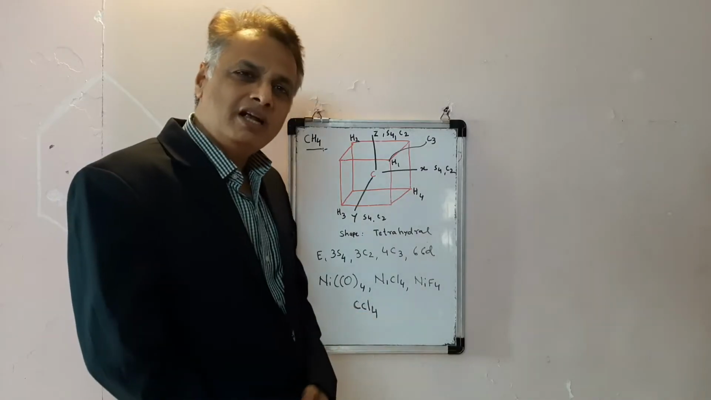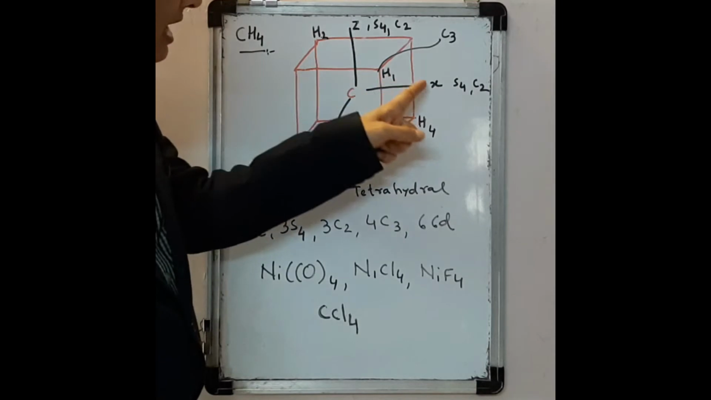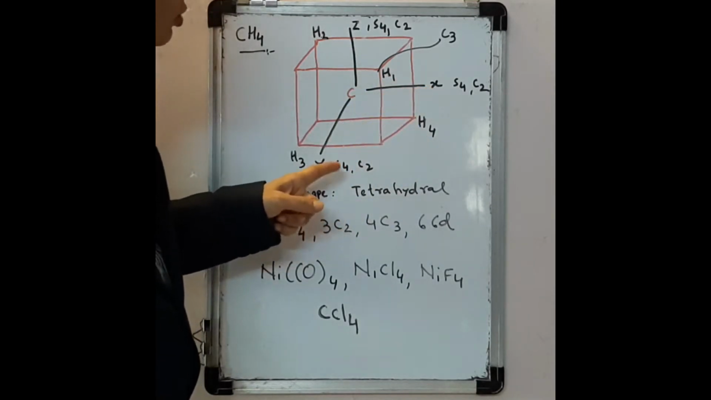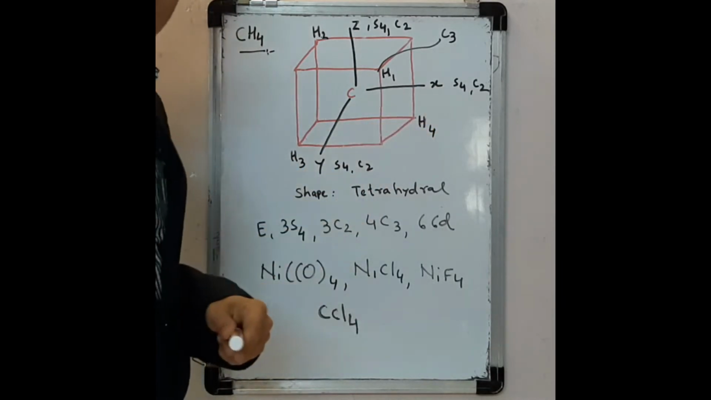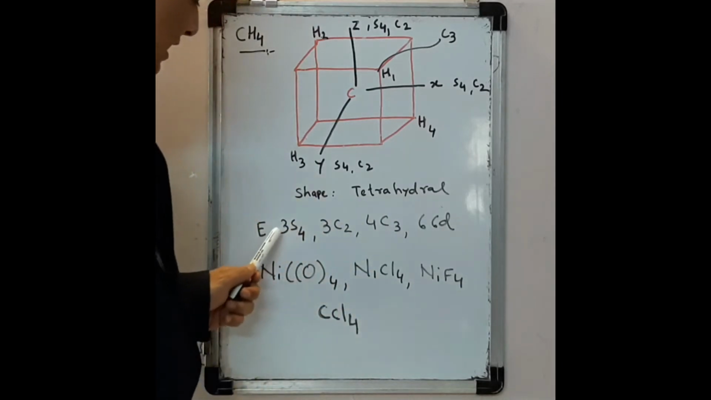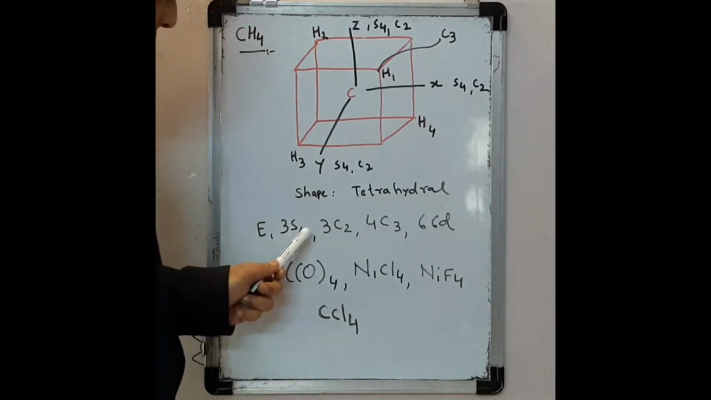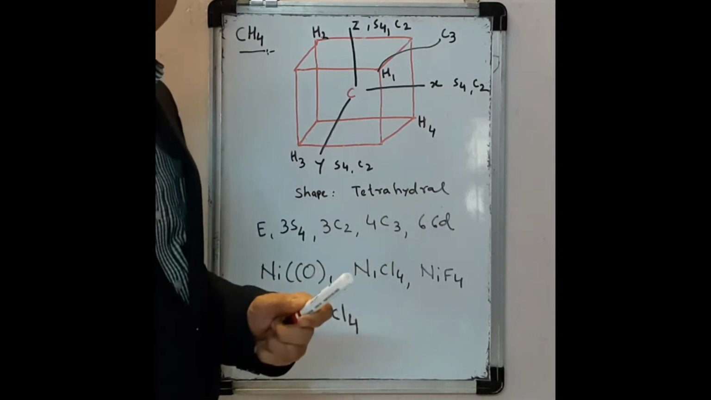As we have discussed earlier, in improper rotational axis, there are three S4 axes and three C2 axes collinear with X, Y and Z axis. Here I have mentioned this is Z axis, X axis and this is Y axis. So there are three S4 and three C2 axes collinear with X, Y and Z axis. It contains identity element E, three S4 axes, three C2 axes, 4 C3 axes and 6 sigma d planes.